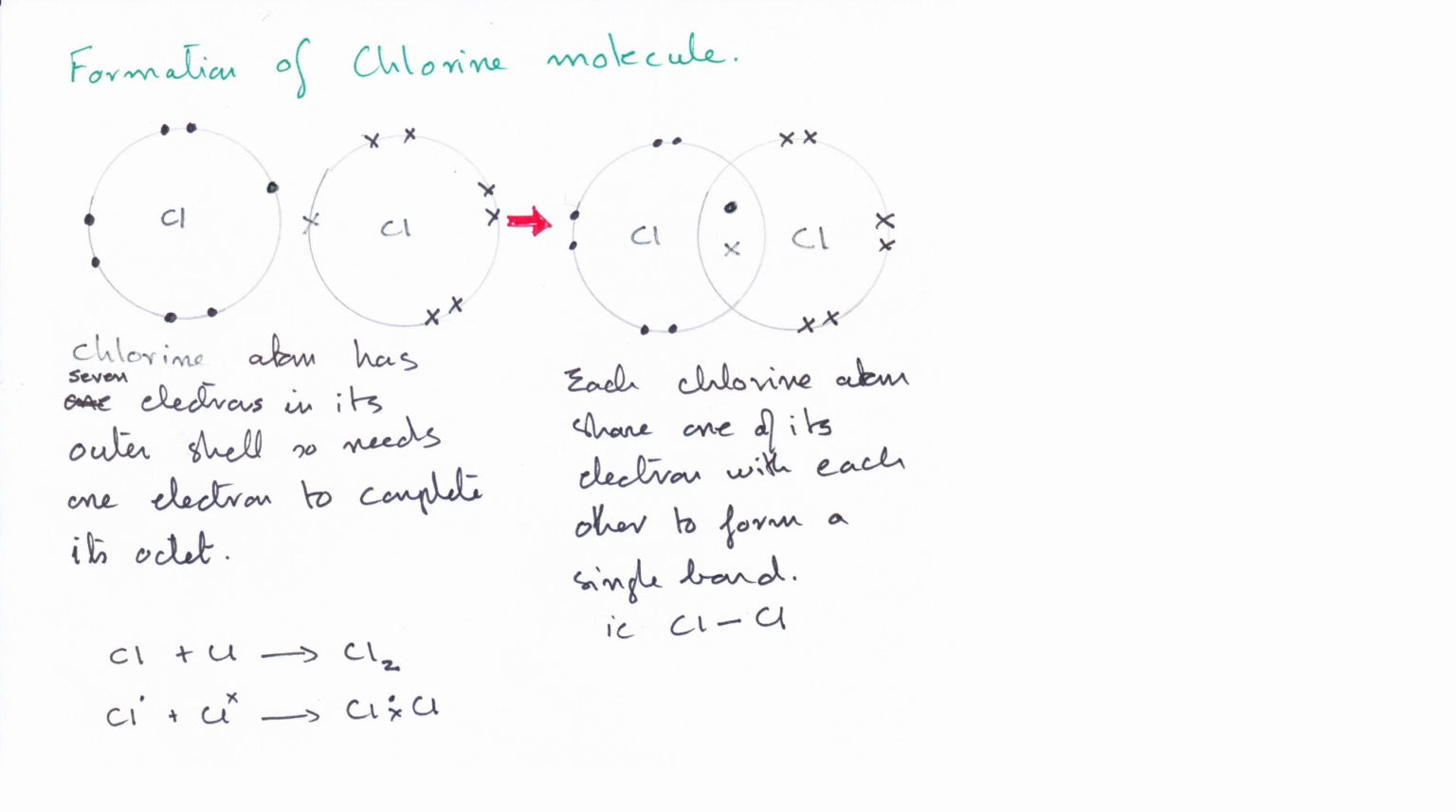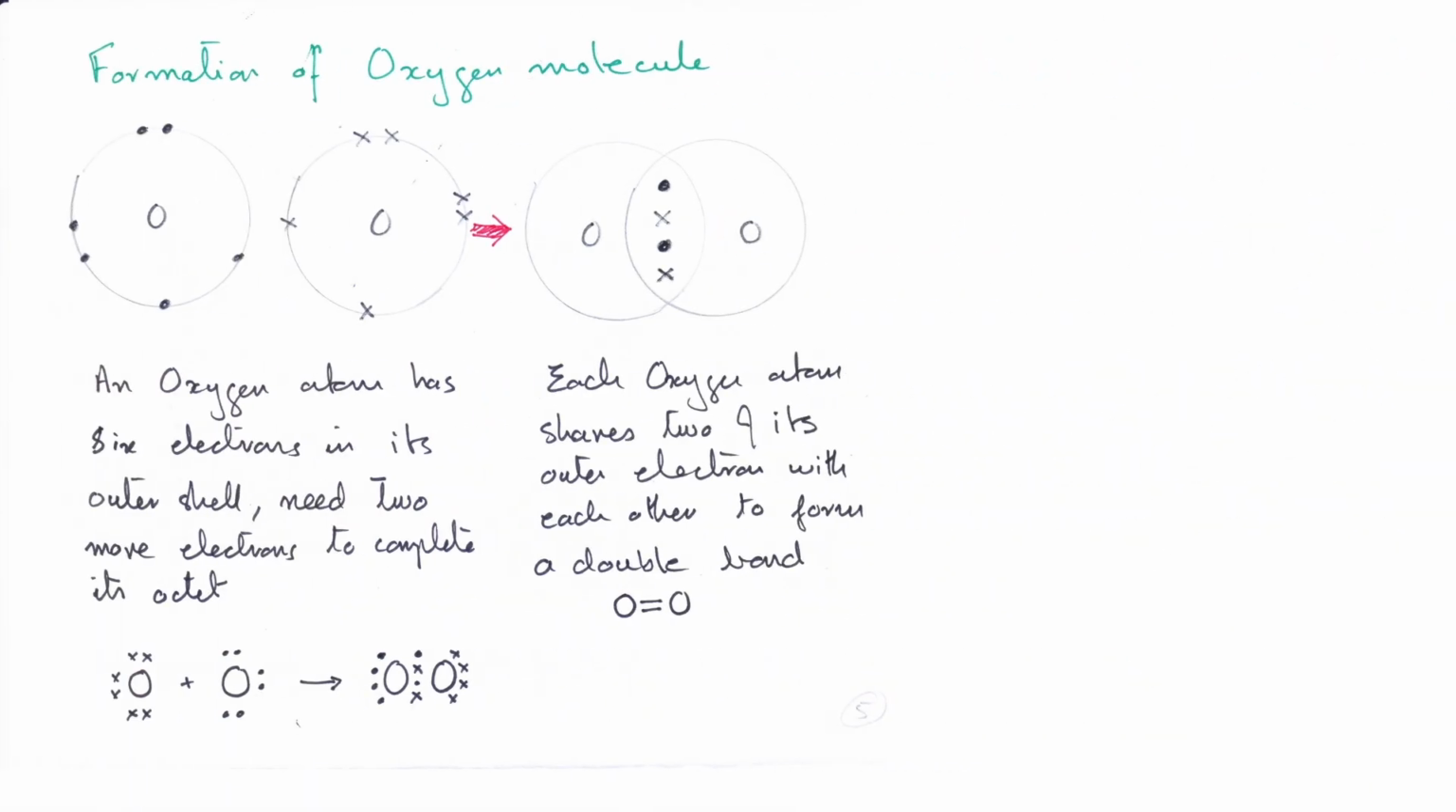Now we have studied single bond formation where one pair of electrons is shared. Now we will study sharing of two pairs and three pairs. Let's take the example of the oxygen molecule.